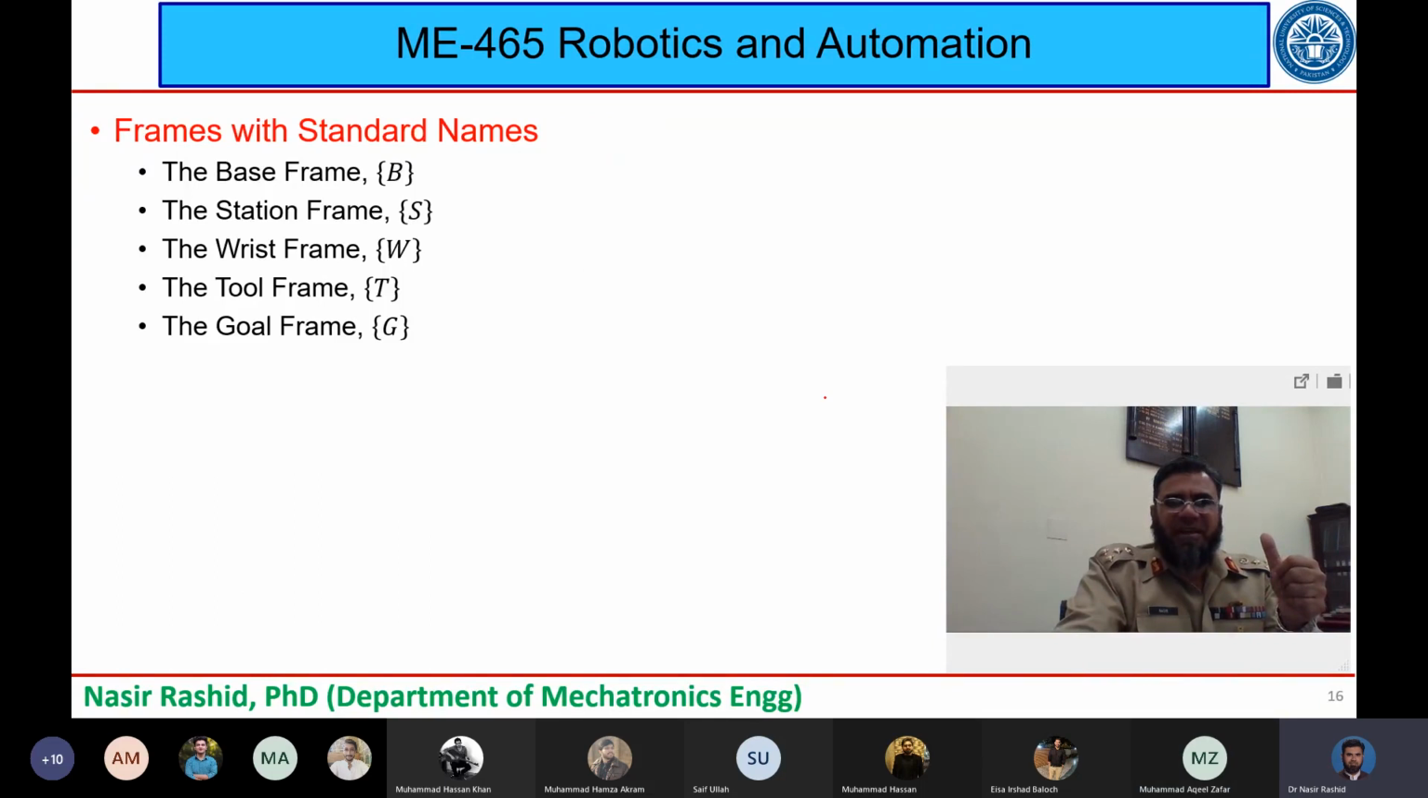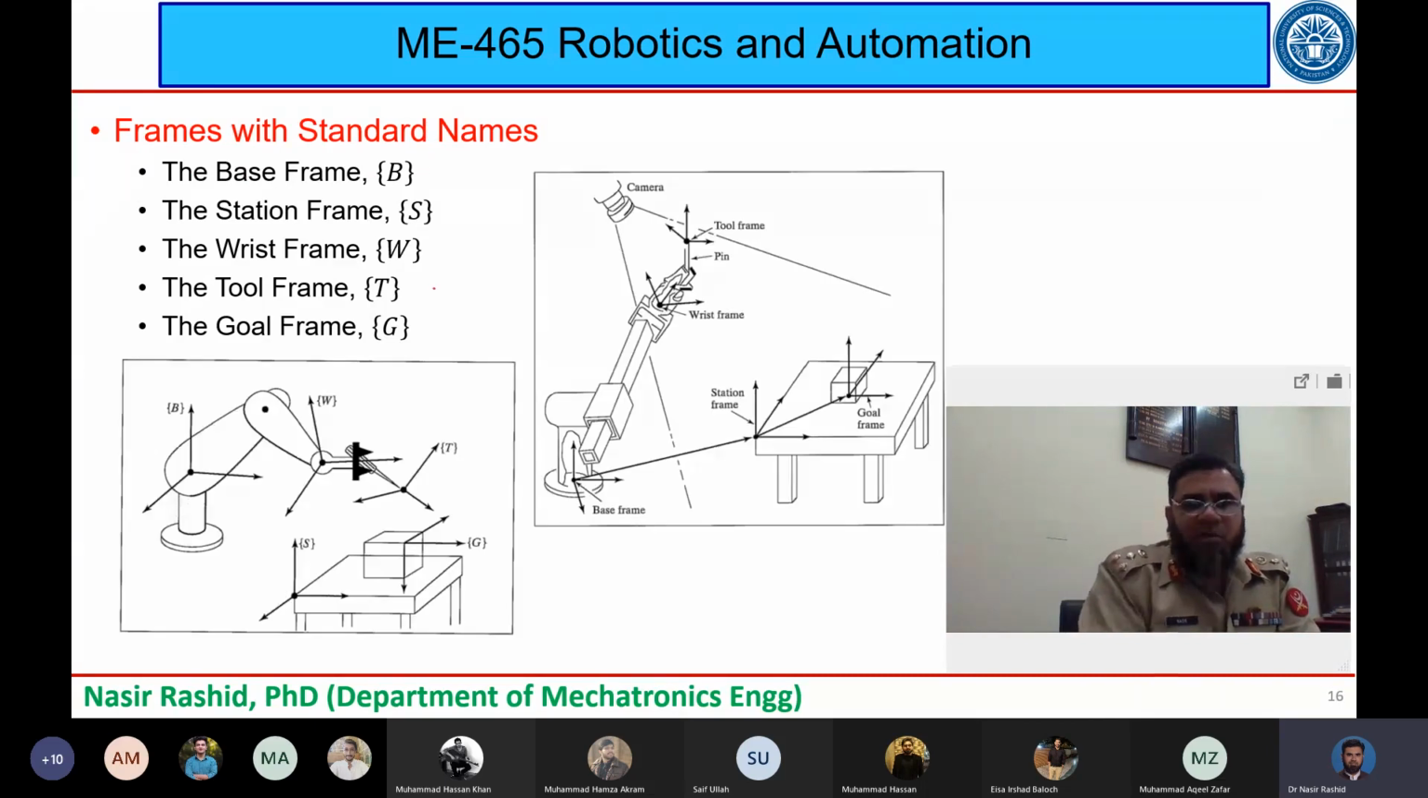Okay, so I move ahead, and here there are some standard names. These are standard names of the frames which we come across. So these are called base frames. One is called the base frame. If I show you the base frame, it appears here. This is the base frame.